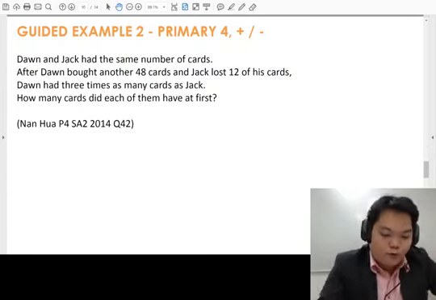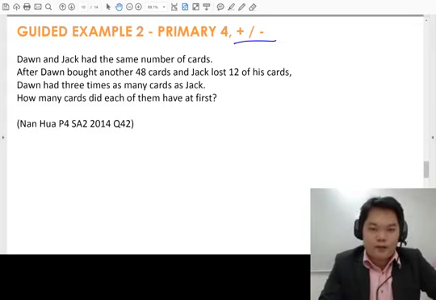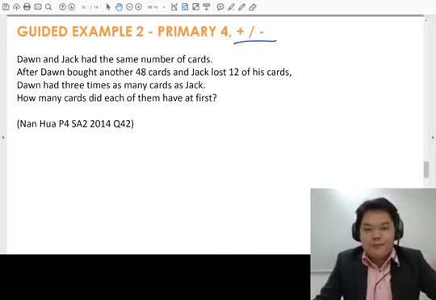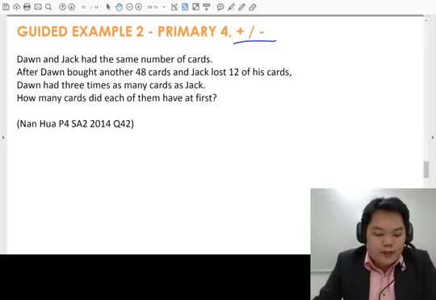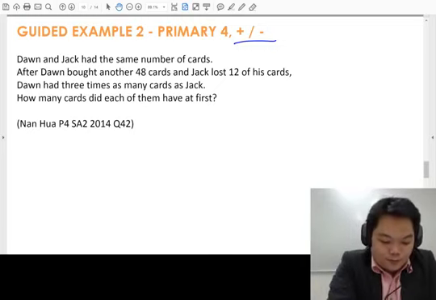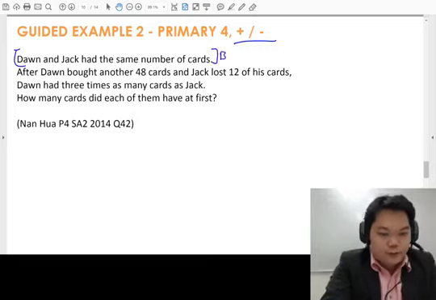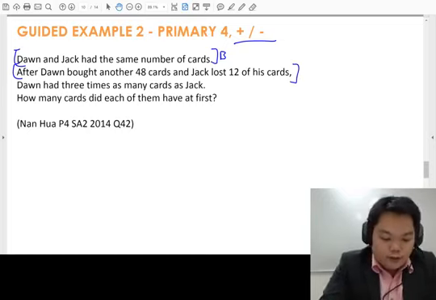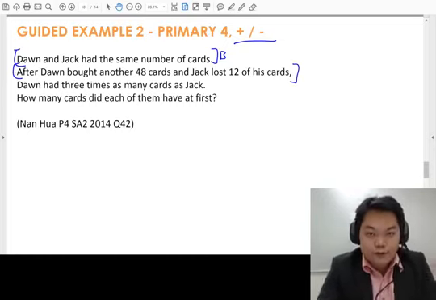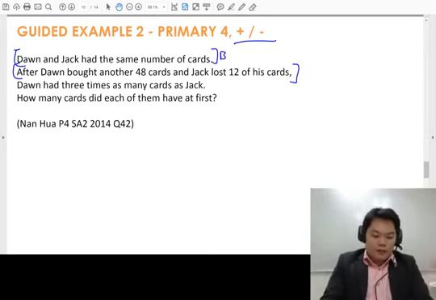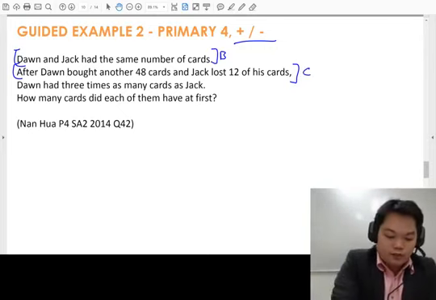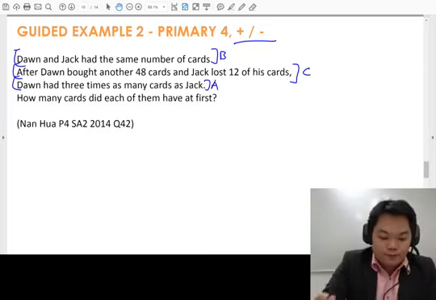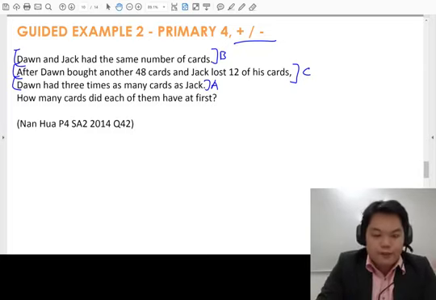Alright, now we move on to a plus or minus variation. Still at primary 4, but please be reminded that these questions will still appear at P5 and P6. Now, Don and Jack had the same number of cards. This is before anything happened. After Don bought another 48 cards and Jack lost 12 of his cards, Don had 3 times as many cards as Jack. This is the change, and this is your after. How many cards did each of them have at first?